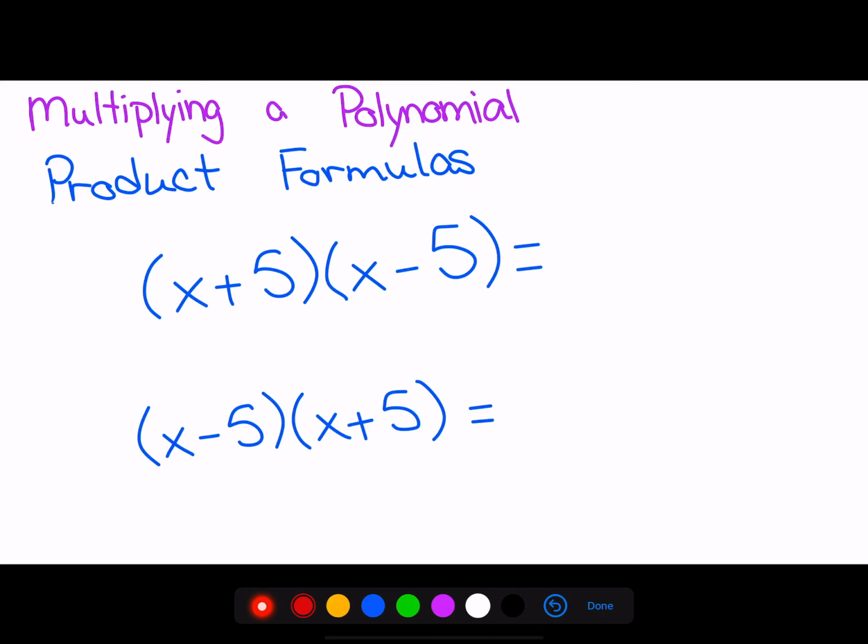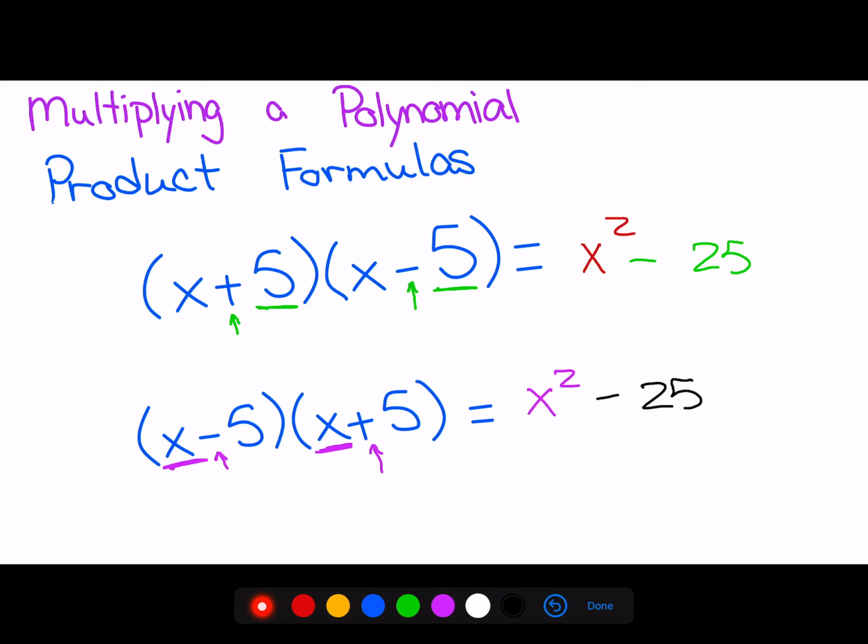x plus 5 times x minus 5. We notice that the x's are the same, so I just square it. I know that my 5's are the same, and they're opposite signs, so I just do minus, and then I square it. That's it. Try our second one: x minus 5 times x plus 5. Again, I square my first terms, x squared. And then from there, they're opposite signs, so I'll square my second term and make sure that's minus. So same exact answer on both of these. The only thing that's different is the order that they're written, so nothing really changes.